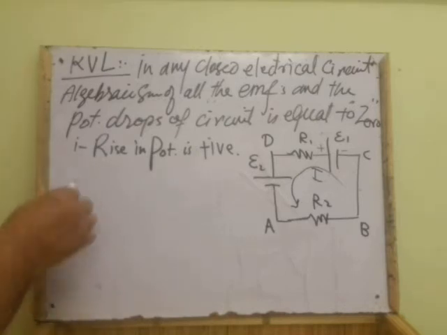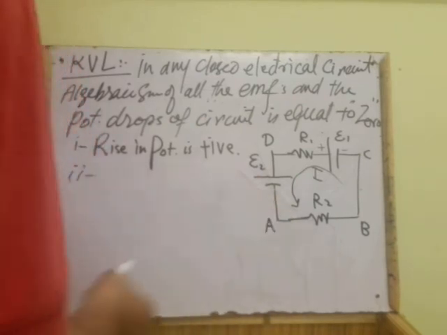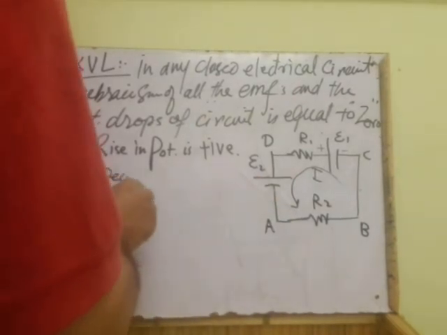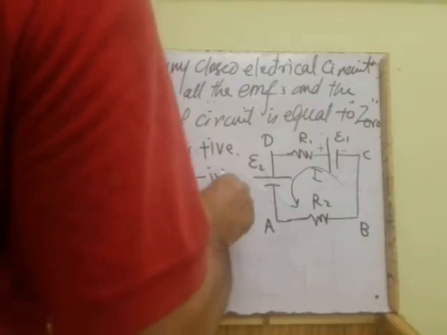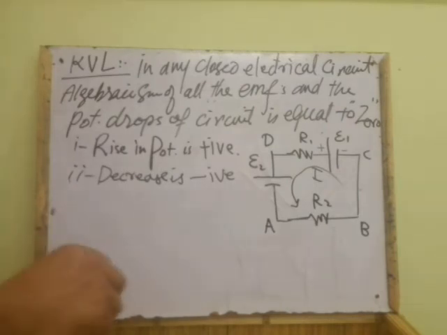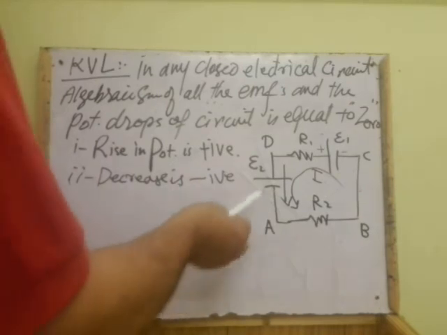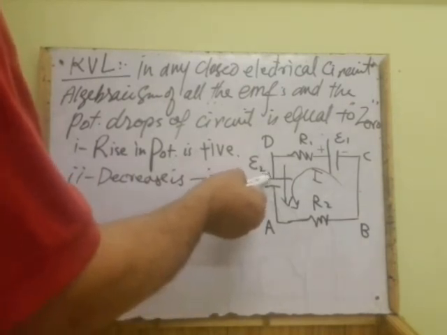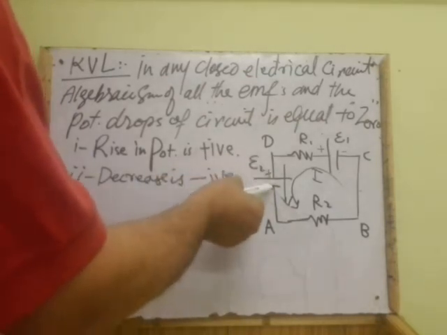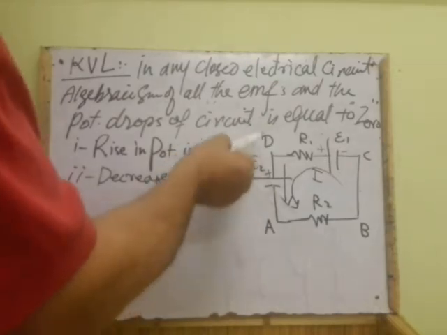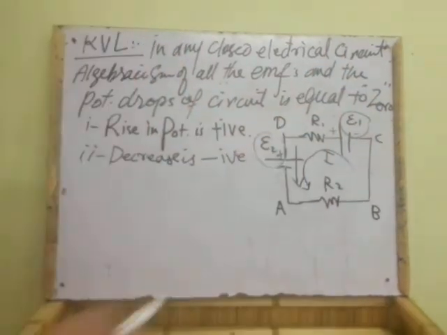Again, second point, a decrease in the potential is taken negative. What is meant by decrease in the potential? Following the same path, we can see that the current is going from high to low potential. So from high to low potential, we can see that the energy is decreasing, the potential is decreasing, so we can take this EMF as negative, this as positive.